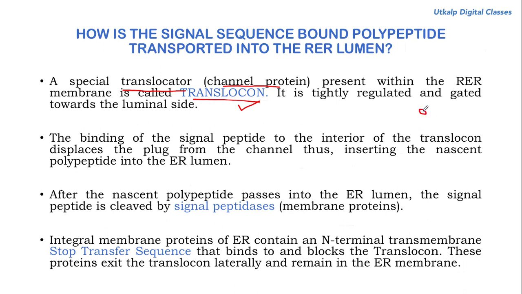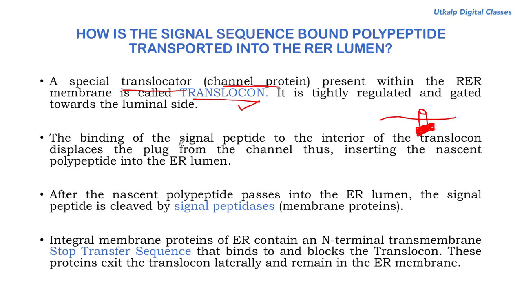Suppose this is the channel and this is the RER membrane. This channel is gated towards the luminal side. So this gate is closed or regulated. How does the signal sequence bound polypeptide enter this channel?